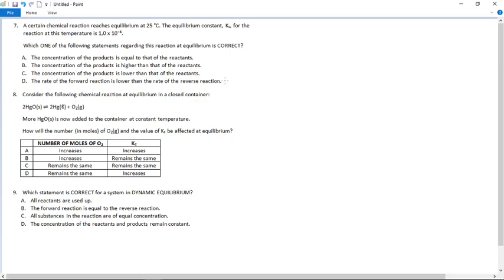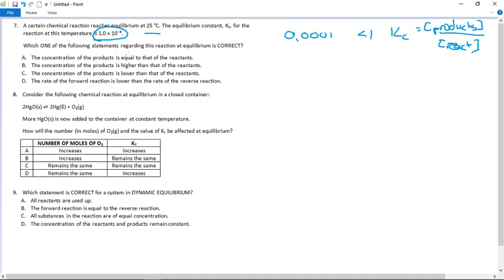It says a certain chemical reaction reaches equilibrium at 25 degrees. The equilibrium constant Kc for the reaction at this temperature is 1 times 10 to the negative 4. Well, 1 times 10 to the negative 4 is less than 1, which means that there are fewer products than reactants, because remember, Kc is the concentration of the products over the concentration of the reactants. So if Kc is less than 1, there's got to be less concentration of products than reactants.